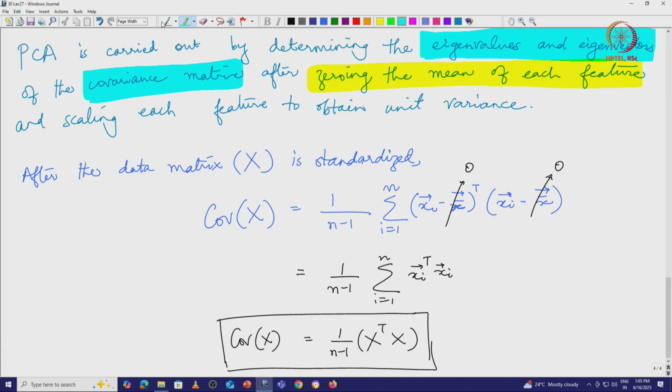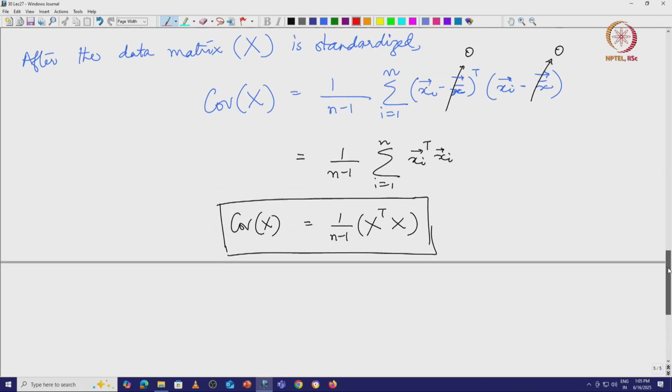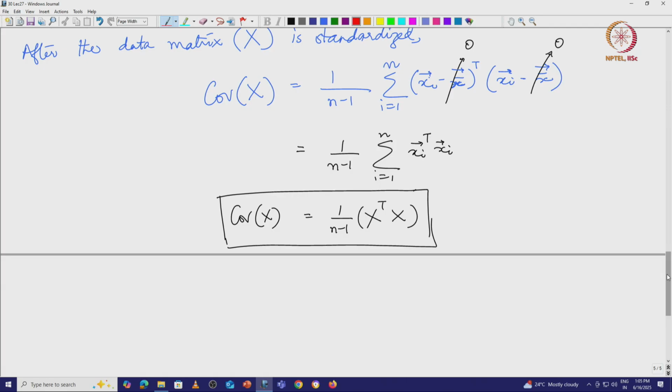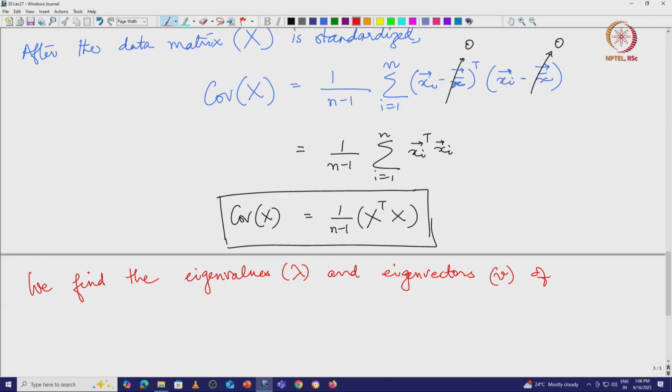Okay, that is all we are doing, and this does the magic for us, right. It finds the directions which are those of maximum variation. Okay. So, we find the eigenvalues lambda and the eigenvectors v of the covariance of x, right.